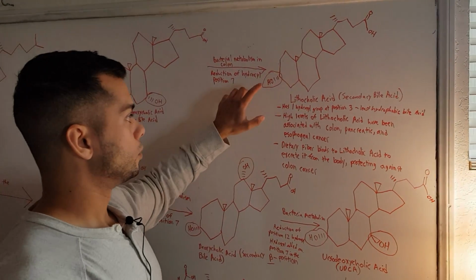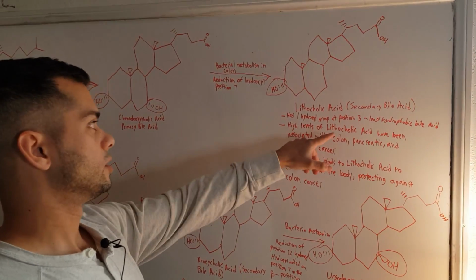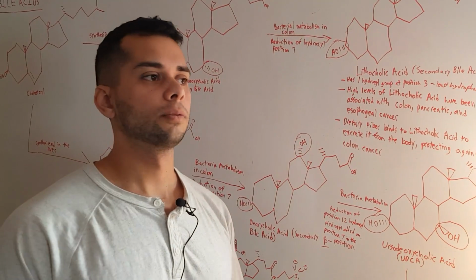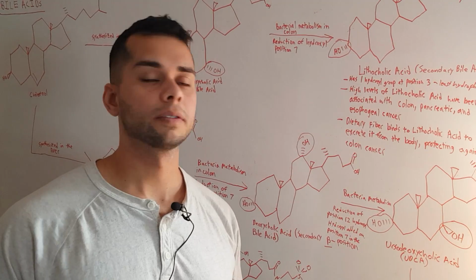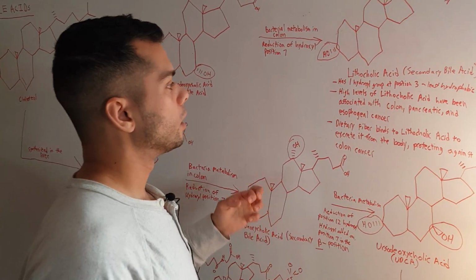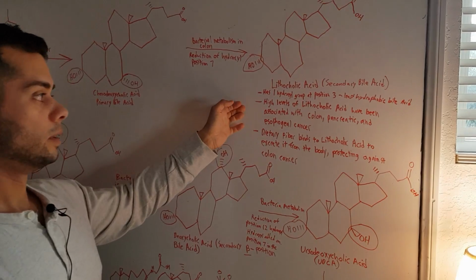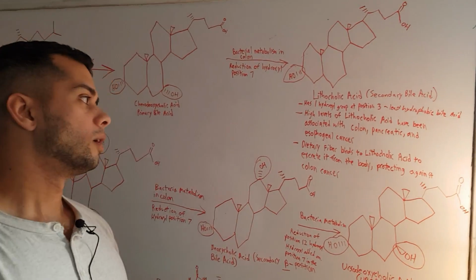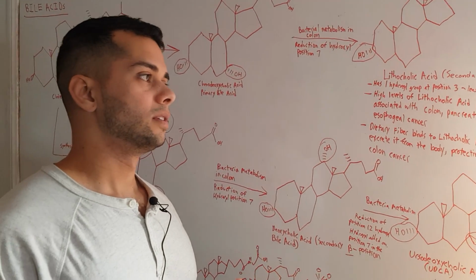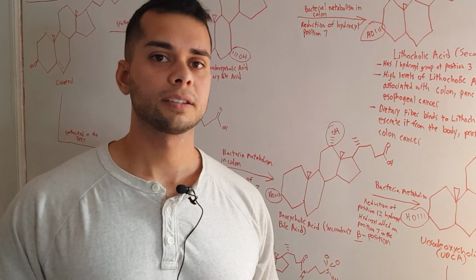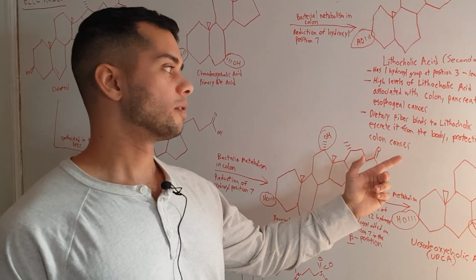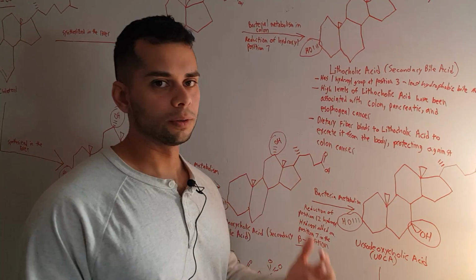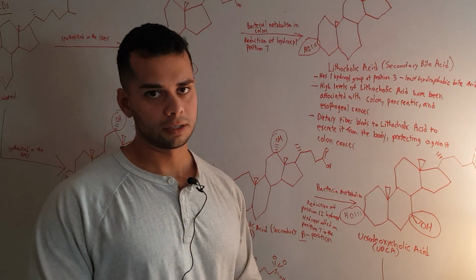Lithocholic acid has only one hydroxyl group at carbon position 3, making it the most hydrophobic bile acid, which means it's more fat soluble than most of the bile acids that we have in our body. And also high levels of lithocholic acid have been associated with colon, pancreatic, and esophageal cancer. So one way that we can help to mediate the amount of lithocholic acid buildup in our system is by supplementing with fiber, because dietary fiber binds to lithocholic acid, helping you be able to excrete it from the body, protecting you against colon cancer.